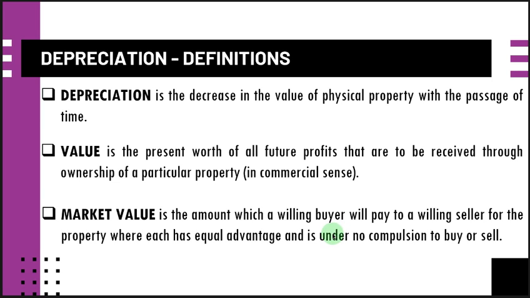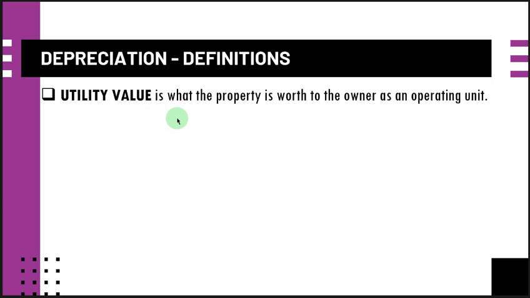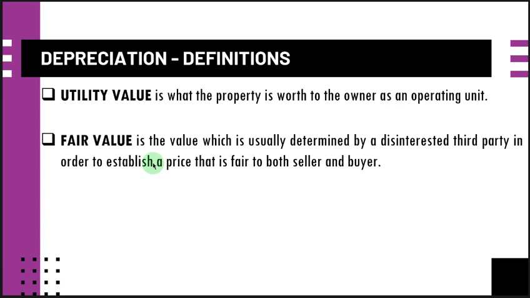Okay. So again, we have another definition, utility value. This is what the property is worth to the owner as an operating unit. And then we have this fair value, which is the value usually determined by a disinterested third party in order to establish a price that is fair to both seller and buyer. So take note from the word itself, fair value. So it is fair to both seller and the buyer.